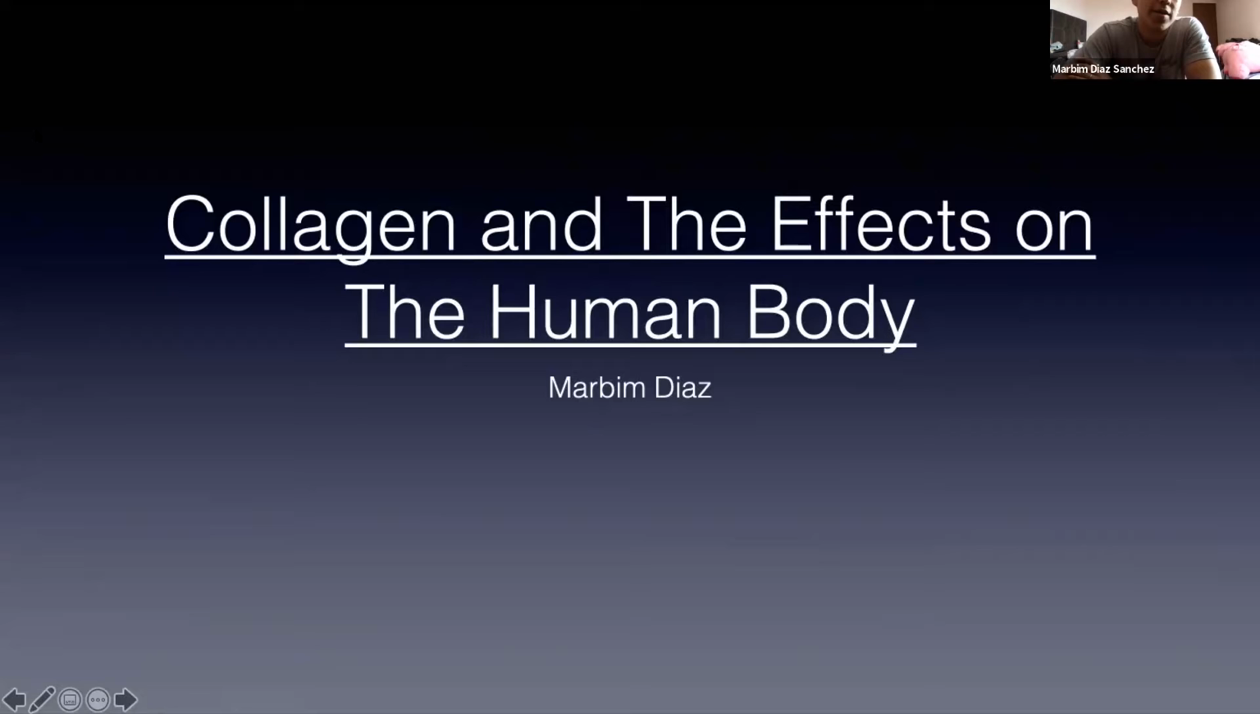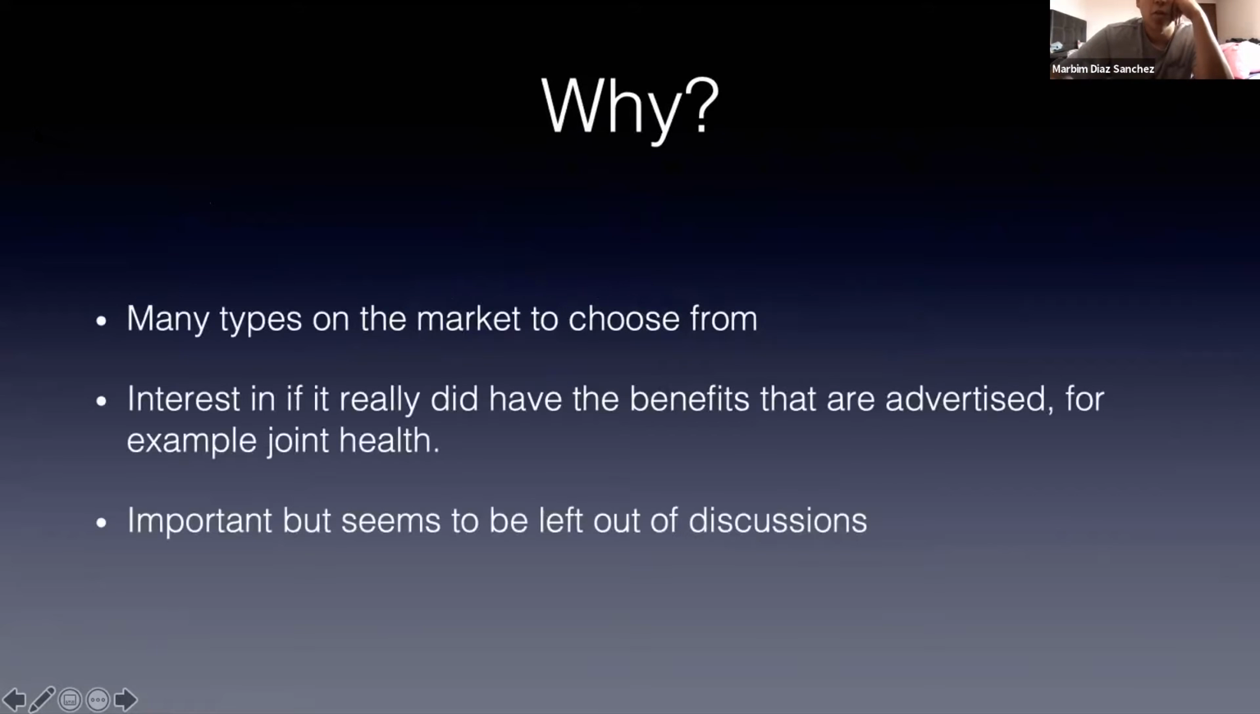All right. So I basically did collagen and the effects on the human body. My why, or the reason I chose this topic, was that there are many types on the market to choose from, specifically supplement collagen. The interest is whether it really has the benefits that were advertised. Some claim benefits on hair, nails, joints, skin. I wanted to take a deeper dive on that, specifically in joints, which is what drove my paper. It's important, but seems to be left out of discussion.